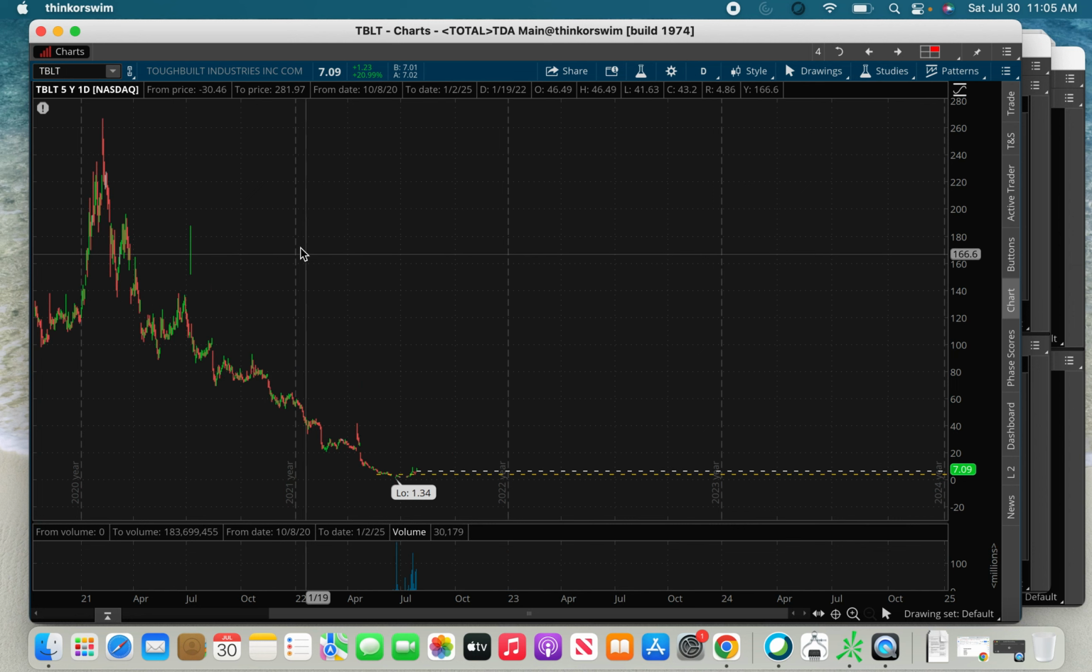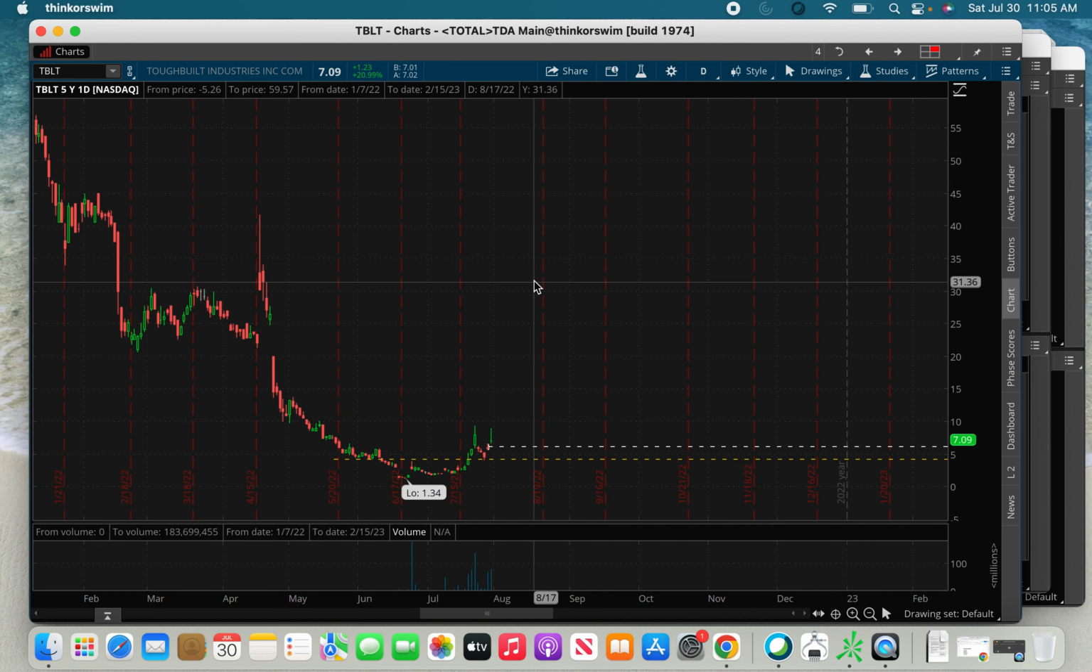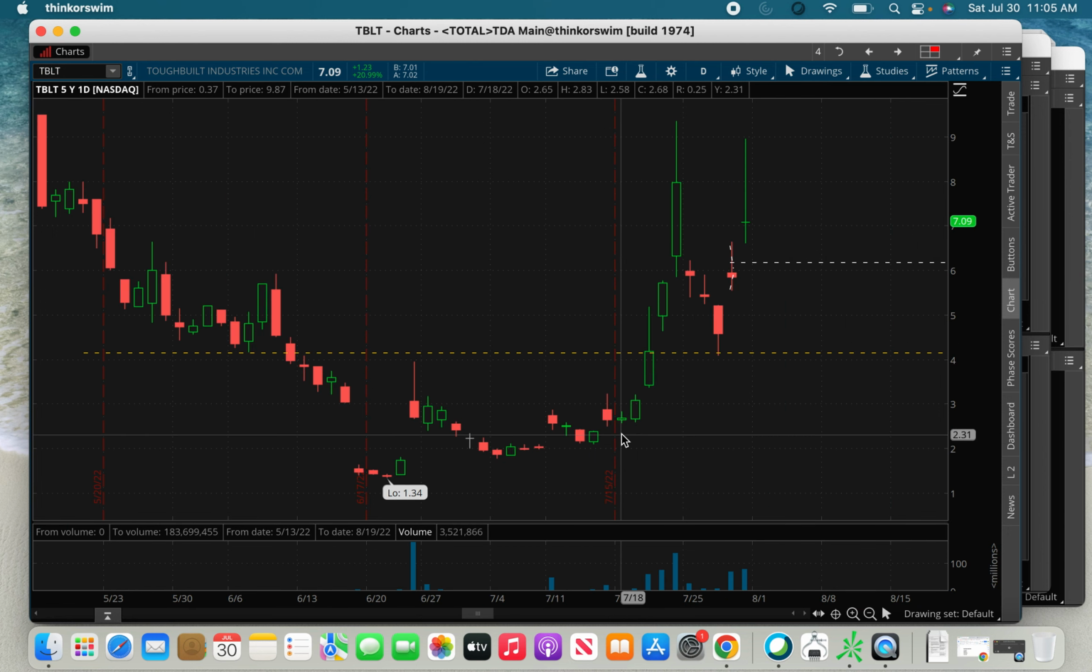What's going on, guys? I'm going to give you a rundown on TBLT. This stock has been running for a while. You can see we're on the daily chart right now, so each candlestick represents a day. This is where the stock started moving, well, originally over here, but this is where the big move started and it ran up.